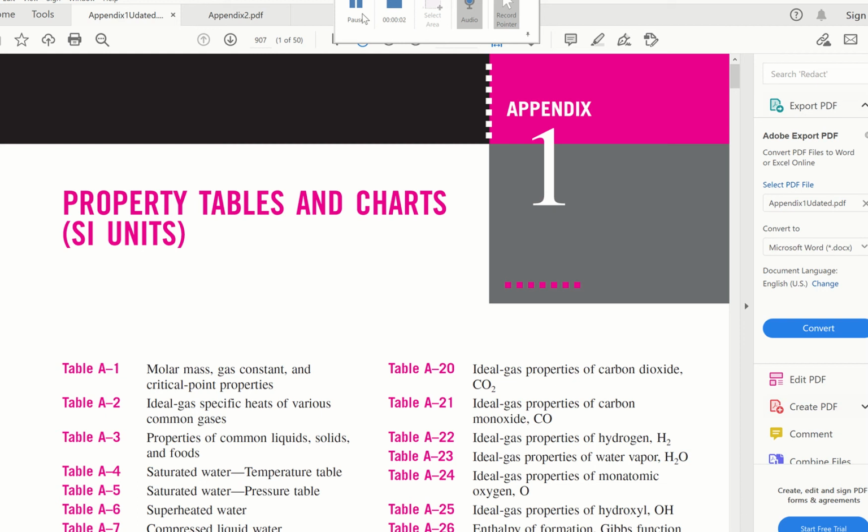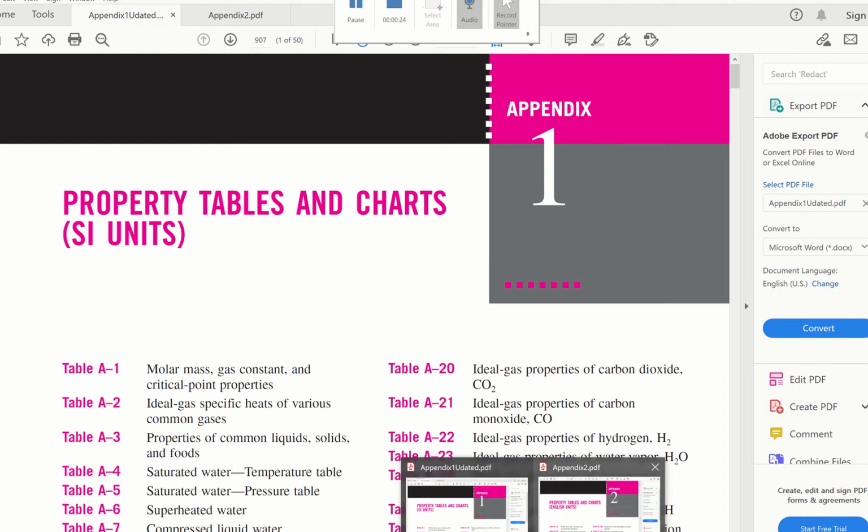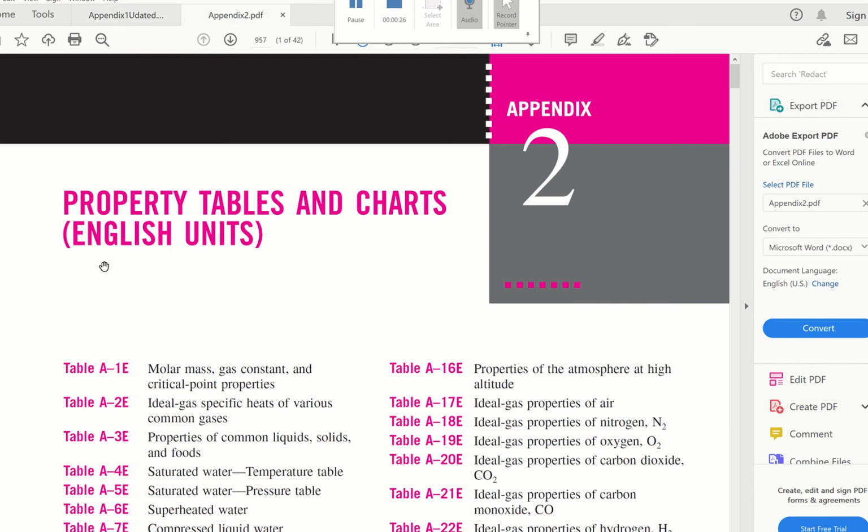Hi, in this video I'm going to particularly look at the steam table, and maybe later on we're going to look at also the R134a refrigerant table. So at the back of your thermodynamics textbook, there are two appendices. Appendix 1 is property tables and charts in SI units, and Appendix 2, I just changed to, let's see, it's English units. However, the table of contents for each one of them is the same.